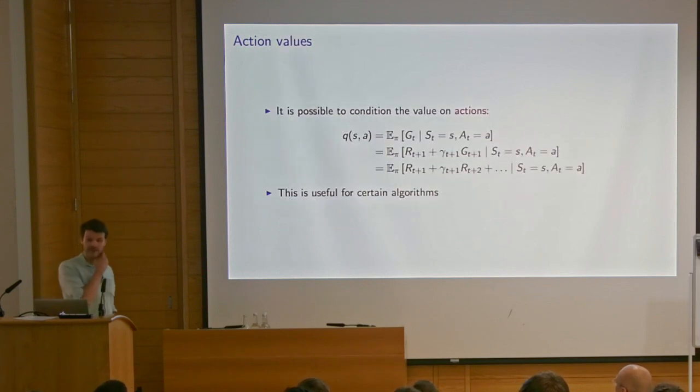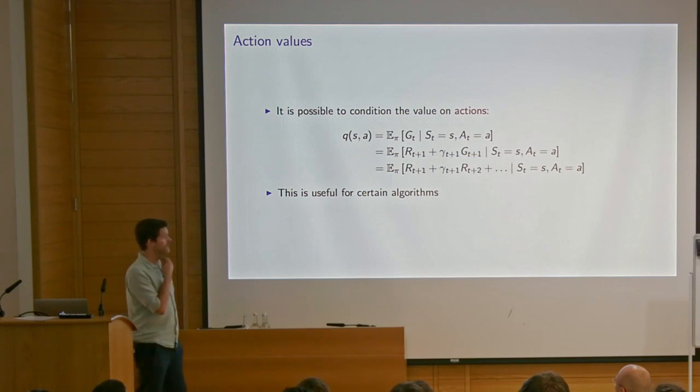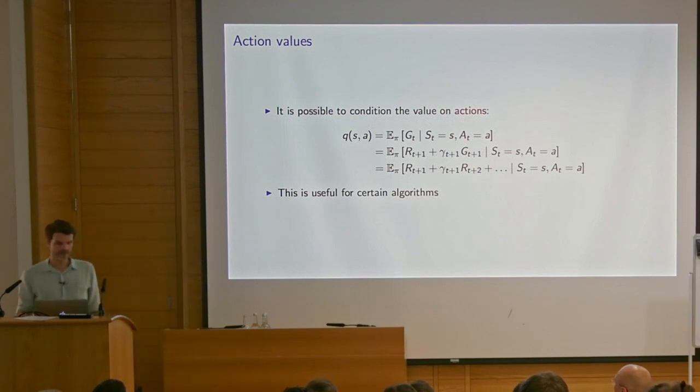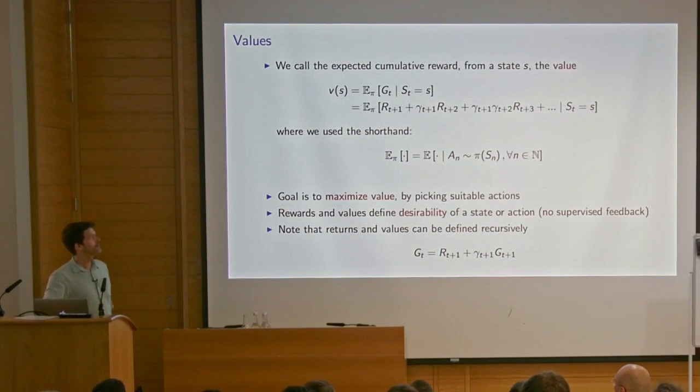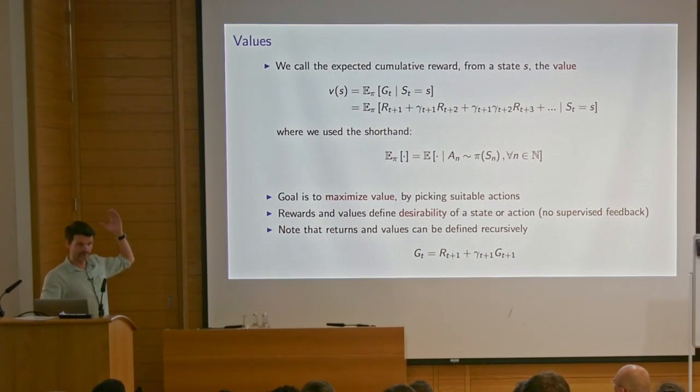In addition to state values, we can also define action values, and that's sometimes going to be convenient. The definition here is very similar to the state value definition that I gave earlier. Let me go back there. It was up here, which is basically just the return, G, which is the cumulative discounted reward from a state S. And we denote that with V of S, value of S.